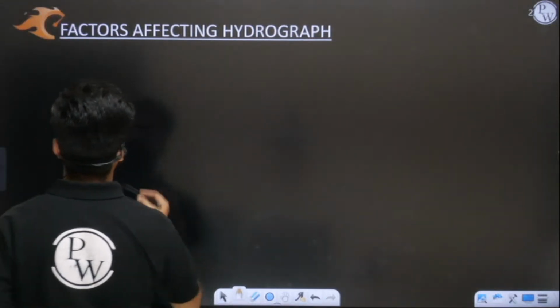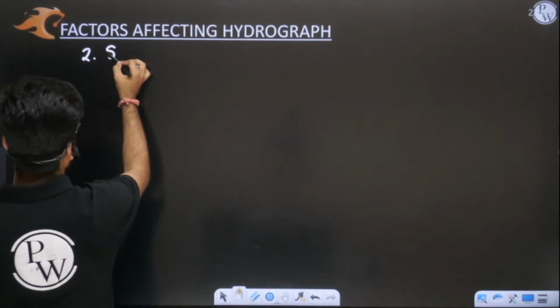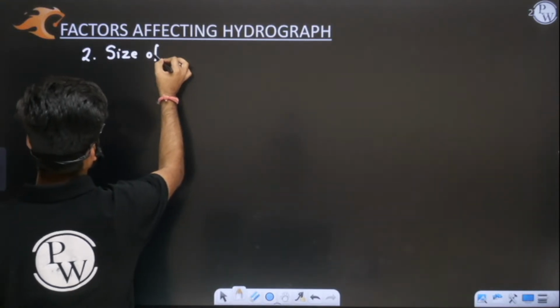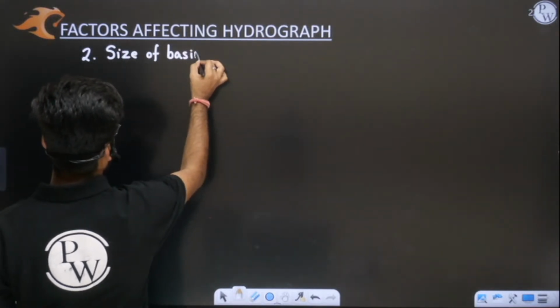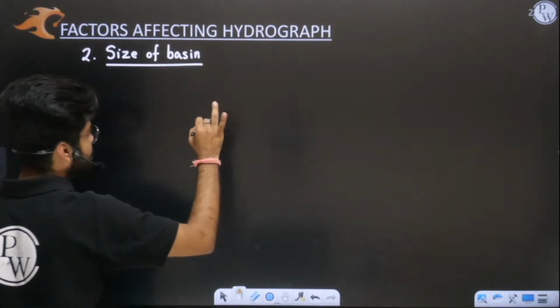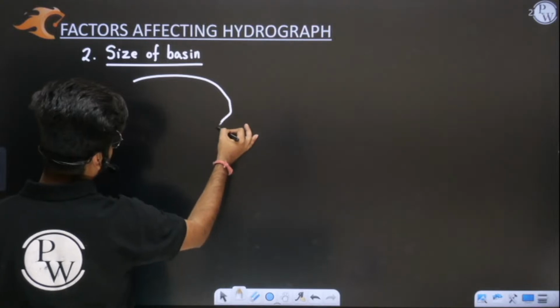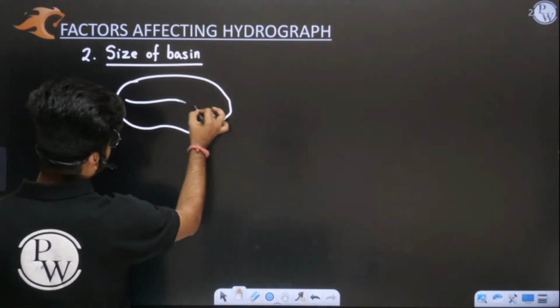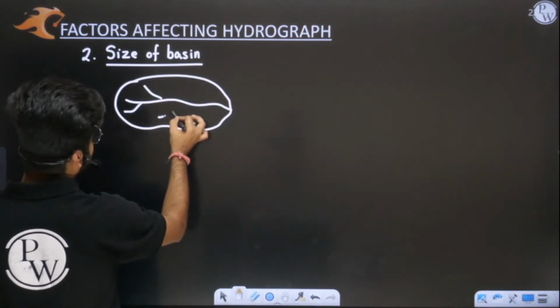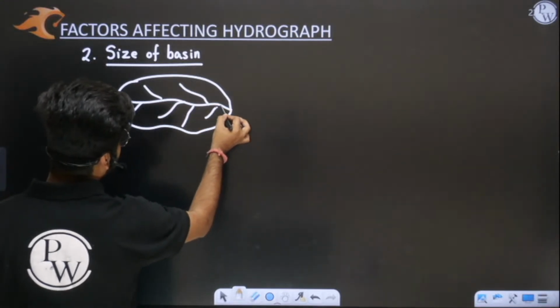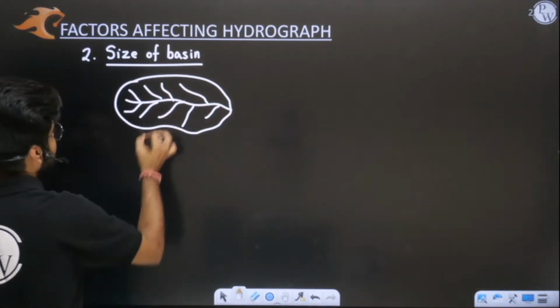In size, you need to understand it's a very simple factor. Let us assume we have a small catchment area and we have a bigger catchment area. Let us say this is a very big catchment area. Can you guess where water will drain quickly? Small or large?